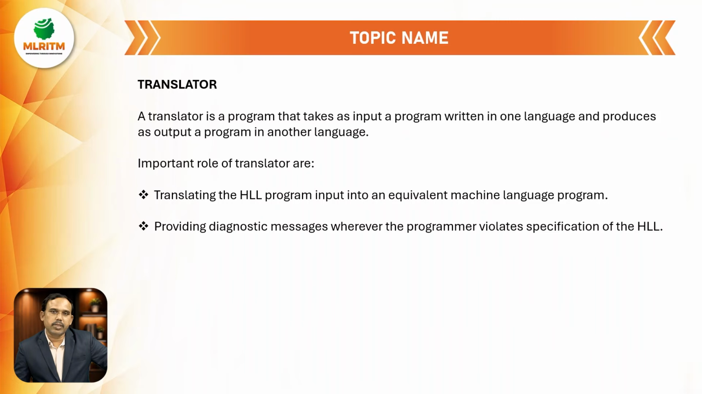Before discussing the structure of the compiler, let us first understand the translator. What is a translator? A translator is a program that takes as input a program written in one language and produces as output a program in another language. The important roles of translators are translating high-level programming input into the equivalent machine language program, where a high-level language is human-readable and machine language is computer-readable, and providing diagnostic messages wherever the programmer violates the rules of the high-level language.